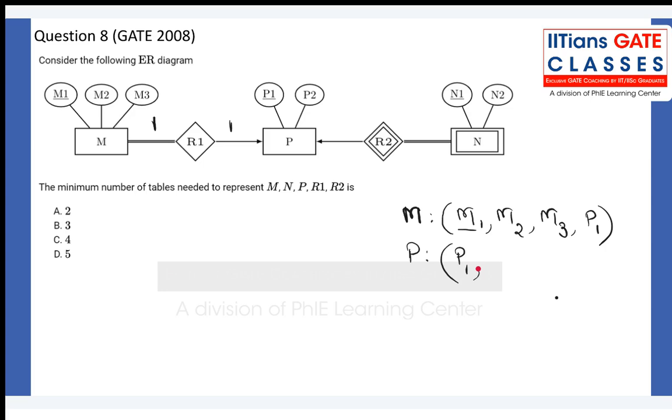Can I place N1 here? No. Why not? What is the reason behind not placing N1 here? Because the relationship is one to many, so you need to place the attribute on the many side. So we can't do that.